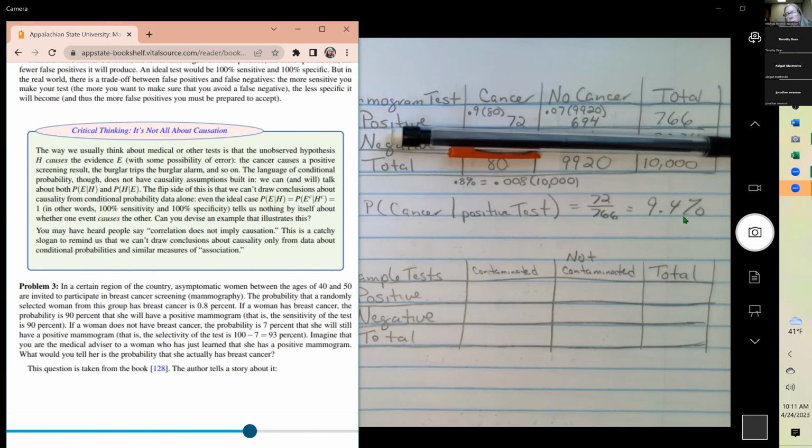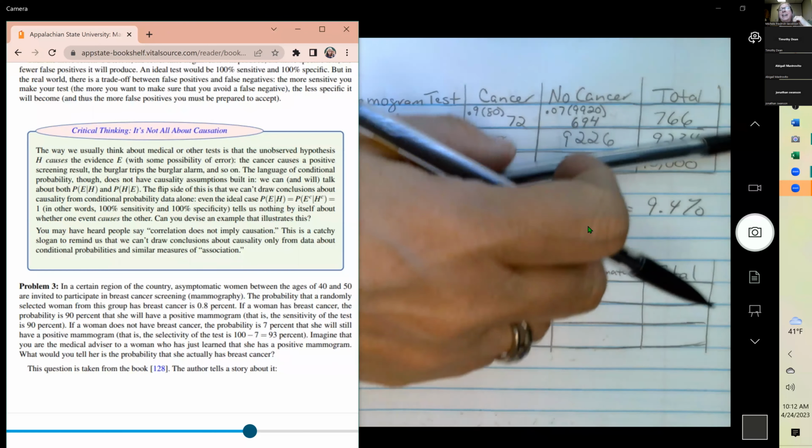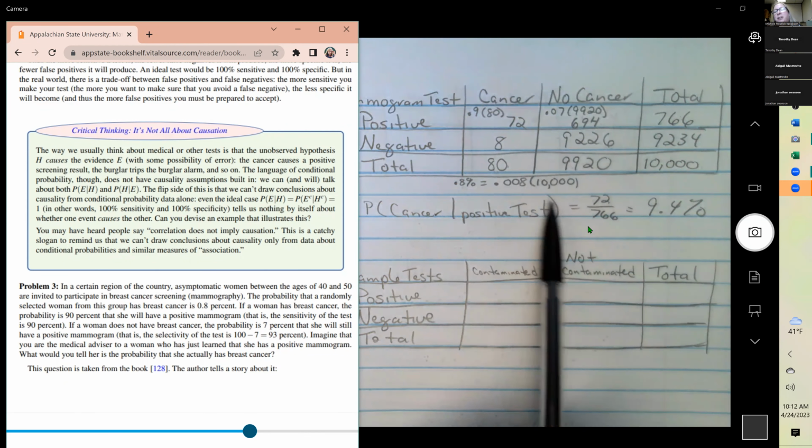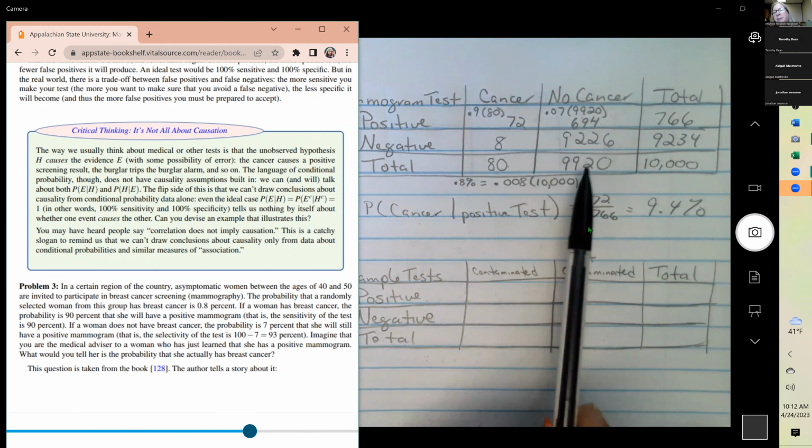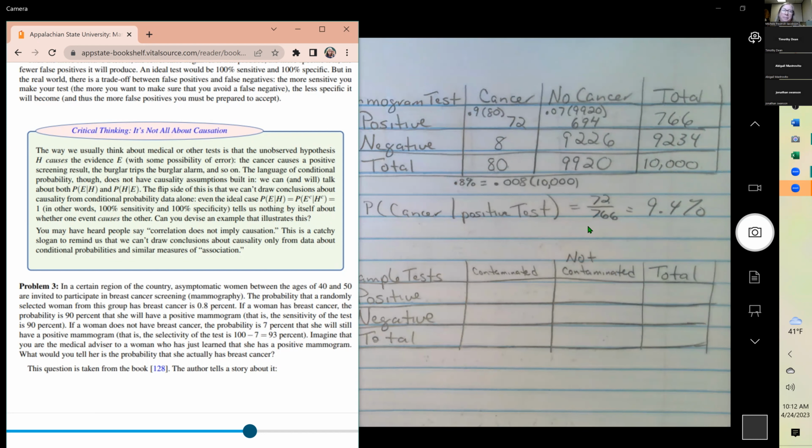Yes, we need to test further to make sure, but those who test positive, 9% have cancer. Doesn't sound like a very good test. I think it's because they had such a large amount that didn't have cancer. Any questions on that one?